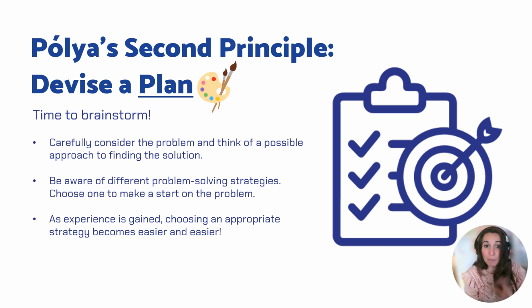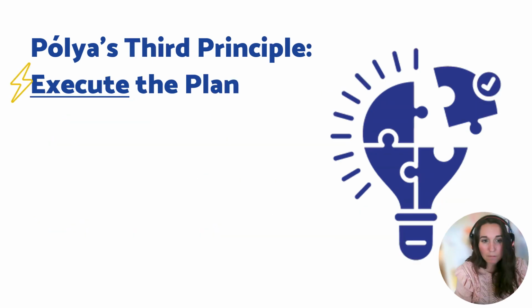So once I've picked my plan, I've picked my strategy, I'm ready to get started and move into my third principle. Okay, on to Polya's third principle. I see my little lightning bolt of energy here, which is making me think of my energetic rainbows, right? What does that E stand for? It stands for execute the plan. This is Polya's third principle.